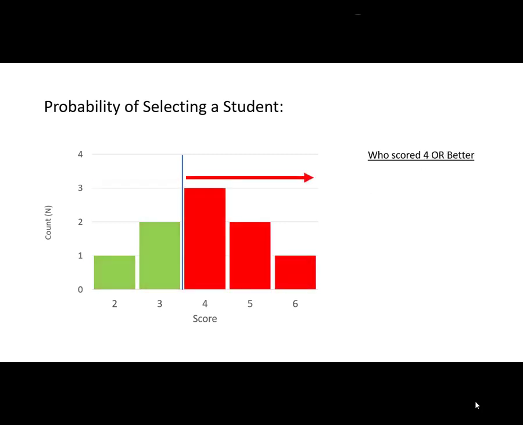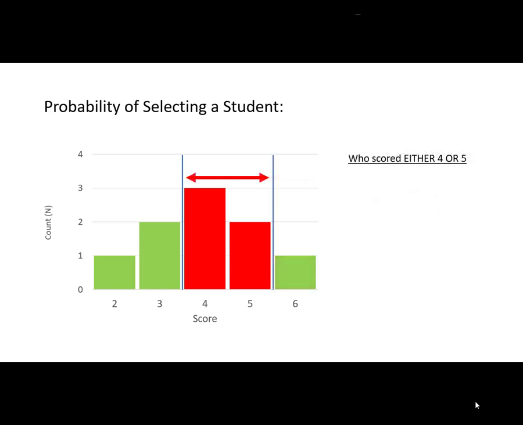Okay, let's take a look at another one. How about the probability of picking a child who scored a 4 or above? So in the previous example, we had below a 4. Here we have a 4 or above a 4. And I'm sure you can do this very quickly just by looking at it. We have 3/9 plus 2/9 plus 1/9, yielding a probability of 2/3 or 0.667.